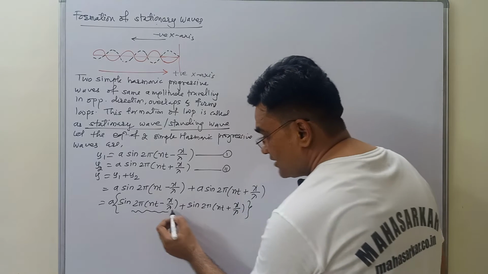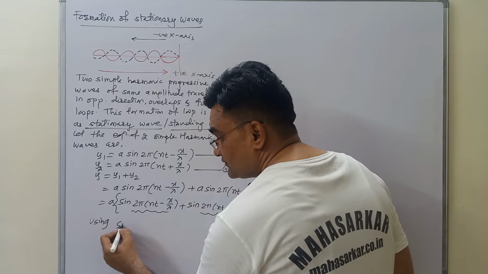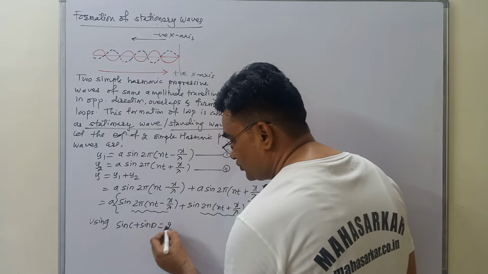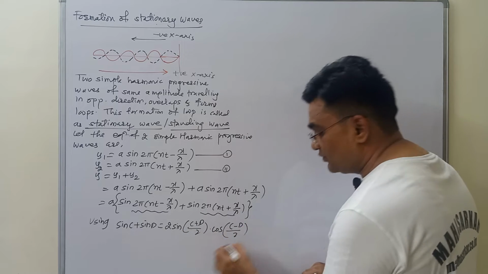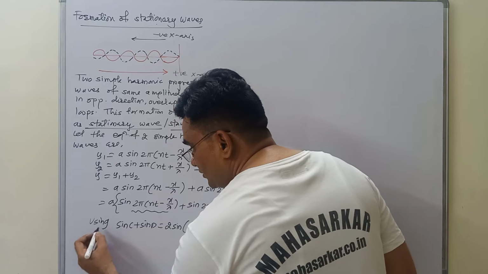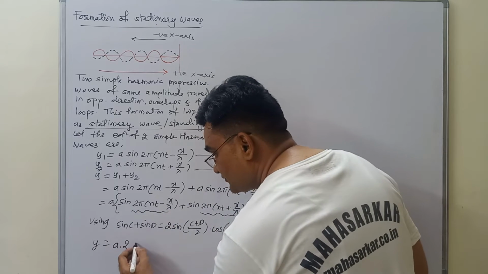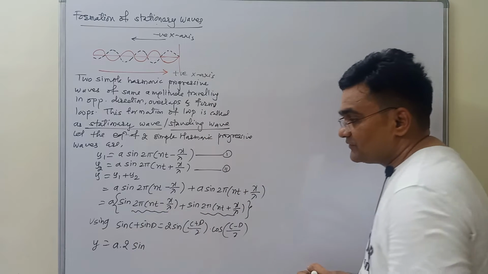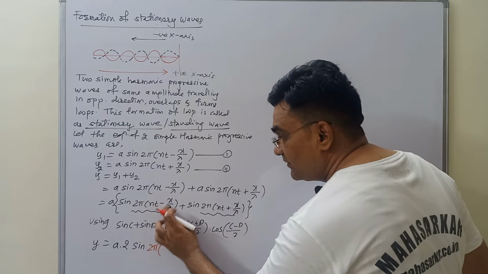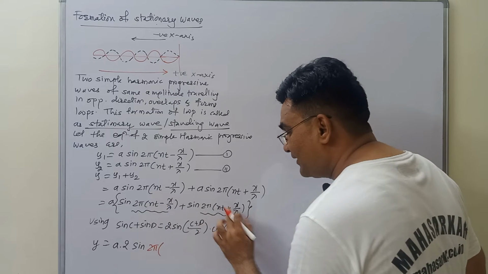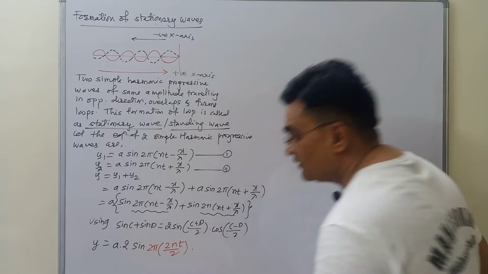Say this is C and this is D. So we know sine C plus sine D. What is the formula? Sine C plus sine D equals 2 sine (C plus D) by 2 into cos (C minus D) by 2. Then we have here y equals a, sine, 2 times sine of this plus this. Now see, 2 pi is common. Addition of both: nt minus x upon lambda, nt plus x upon lambda. So nt plus nt becomes 2nt, minus x upon lambda plus x upon lambda cancel. So 2nt upon 2.